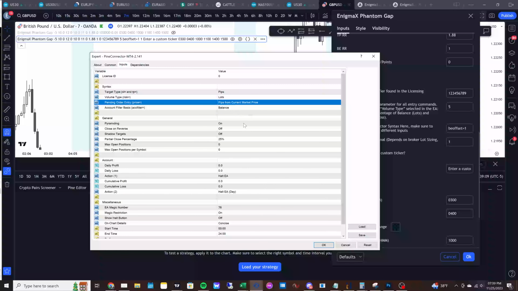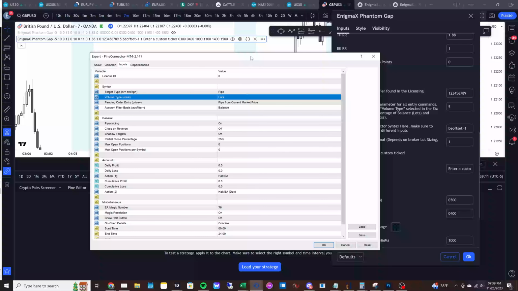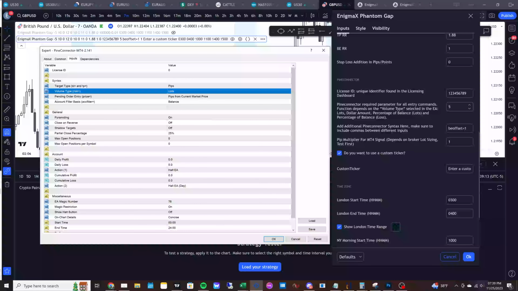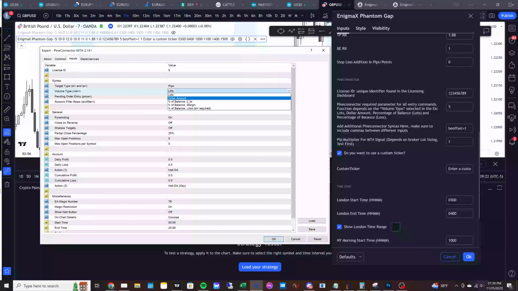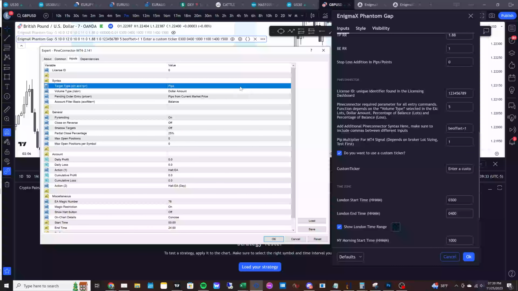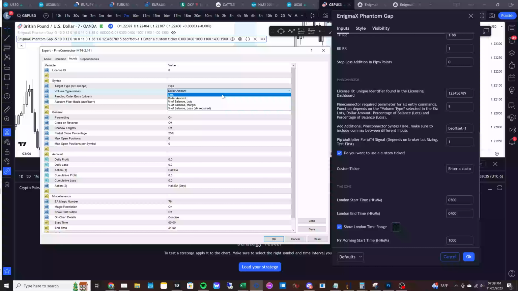Besides that, volume, so that ties into here, volume type. If this is set to lots, this number is going to be 5 lots. If this is set to percent of balance loss, this is going to be 5%. I hope that makes sense. Or you can set it to a dollar amount. So if you want to risk $5, I usually use lots or, depending on what I'm trading, percent of balance.